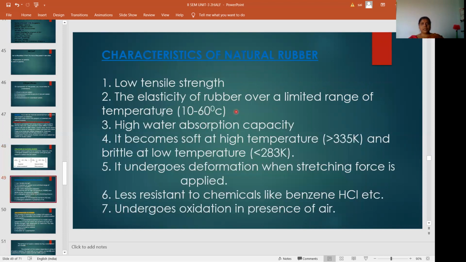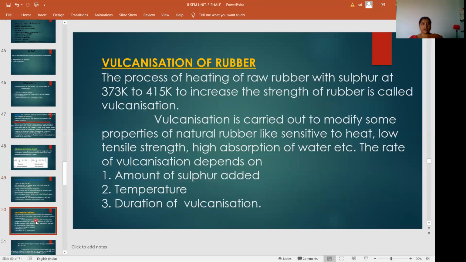Then come to the characteristics of natural rubber. It has low tensile strength. The elasticity of the rubber is in the temperature range of 10 to 60 degrees centigrade. It has high water absorption capacity. It becomes soft at high temperature and brittle at low temperature. It undergoes deformation when a stretching force is applied. It is less resistant to chemicals like benzene and HCl, and undergoes oxidation in the presence of air. These are the characteristics of natural rubber.